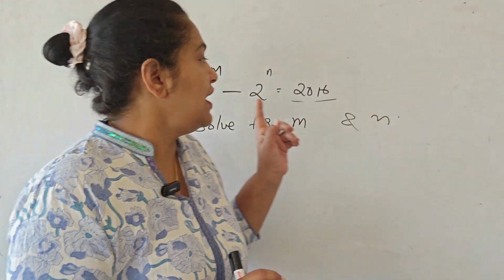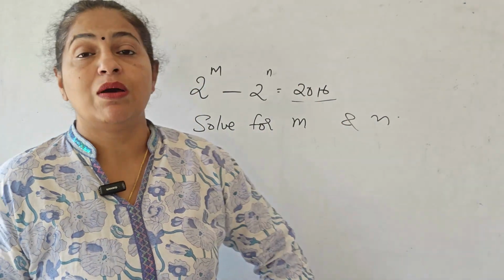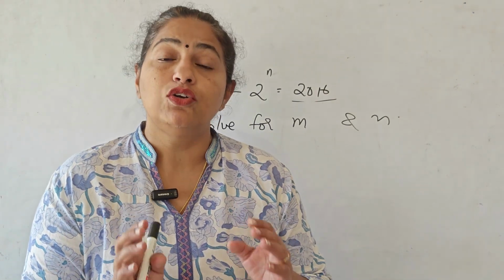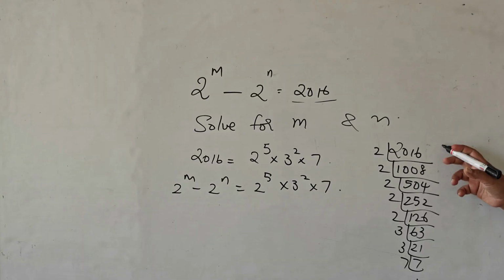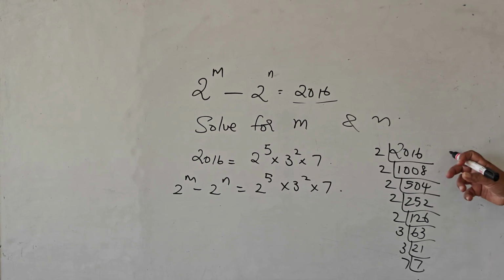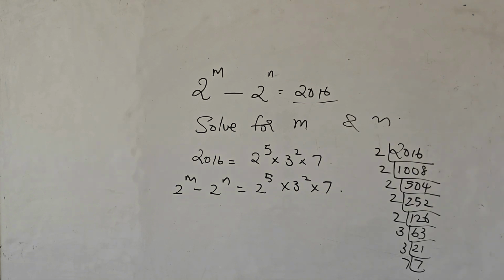Here I have 2 raised to m and 2 raised to n, both are exponents, and here I have a number 2016. So let me convert 2016 to a power of 2. Here you can see 2016 has been successively factorized by using prime factors, and here I have written the prime factorization of 2016 in exponential form. So 2016 is 2 raised to 5 into 3 square into 7.